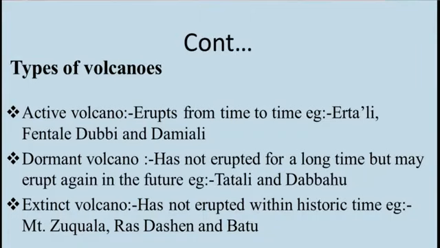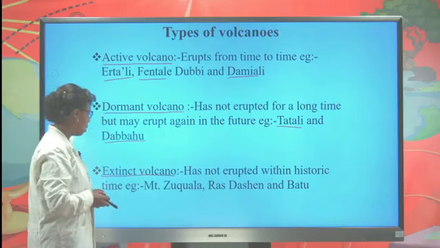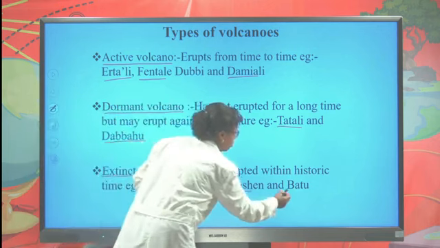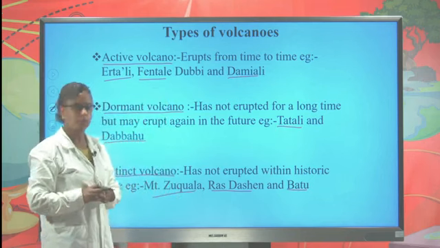Extinct or dead volcanic type has not erupted within the historic period. For example, Mount Zukwala, Ras Dashen, and Batu are examples of extinct or dead volcanic type.